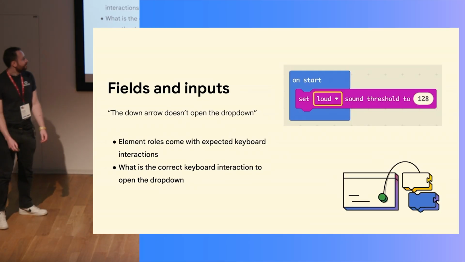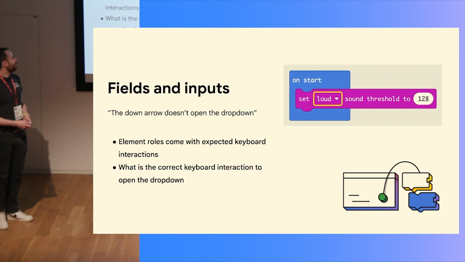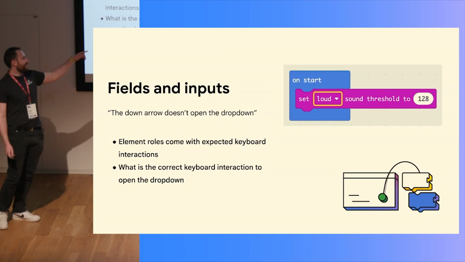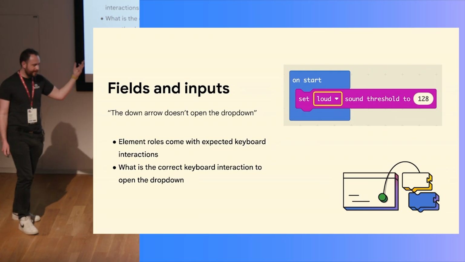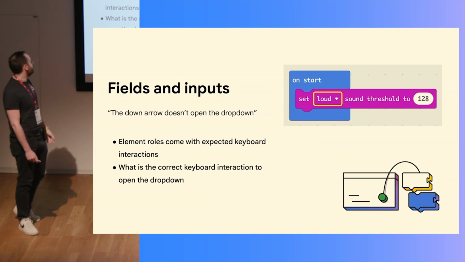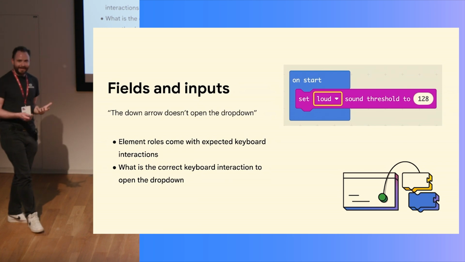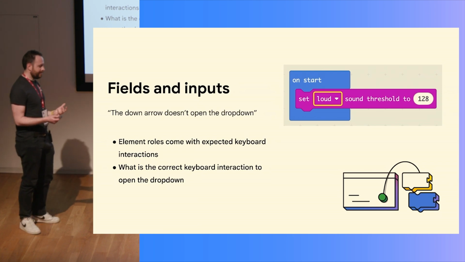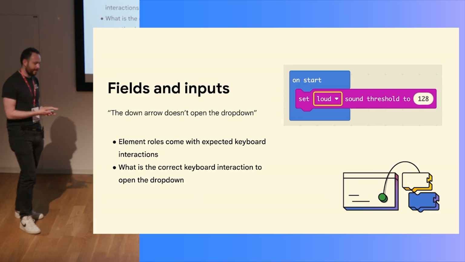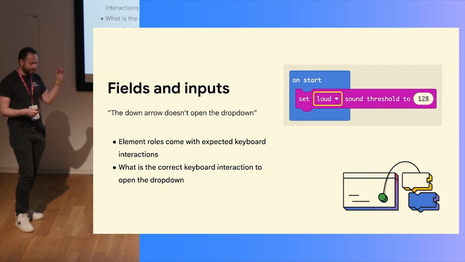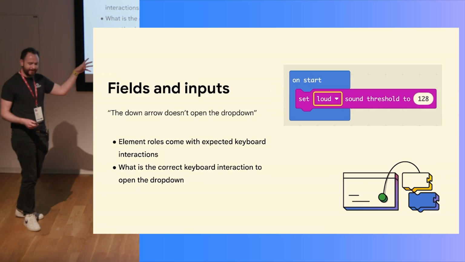Right. Rather than just the block labels, we've got block fields and block inputs. So for instance, we've got loud, which is highlighted, which is a drop down. We've got 128, which is a text input that you can change to a different value. And we've got to communicate how these are editable to the user. And I think one of the first implementations of this was it actually told you it was a combo box, or it told you it was a text input.